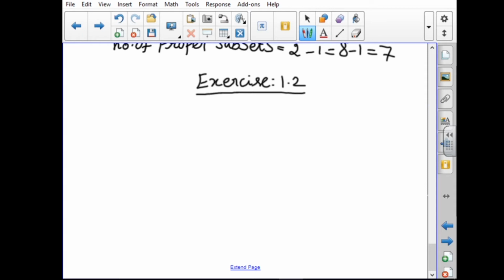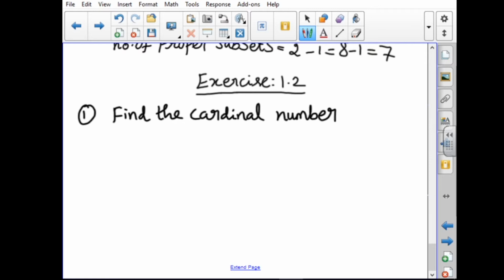Exercise 1.2, question number 1. Find the cardinal number. What do you mean by cardinal number? If a set is given, you have to find the number of elements. That is called the cardinal number of the set. Okay. First one, what is given?